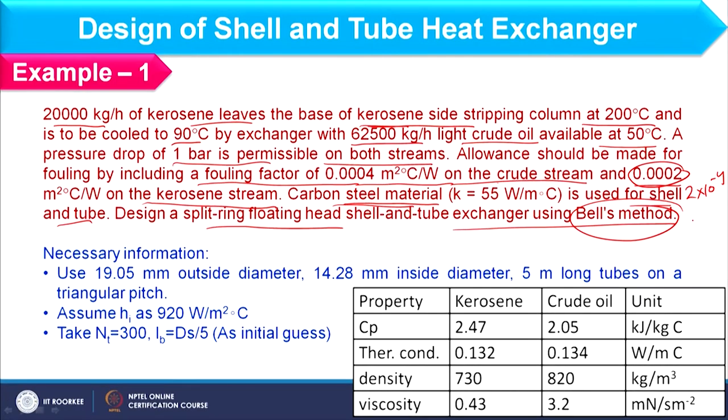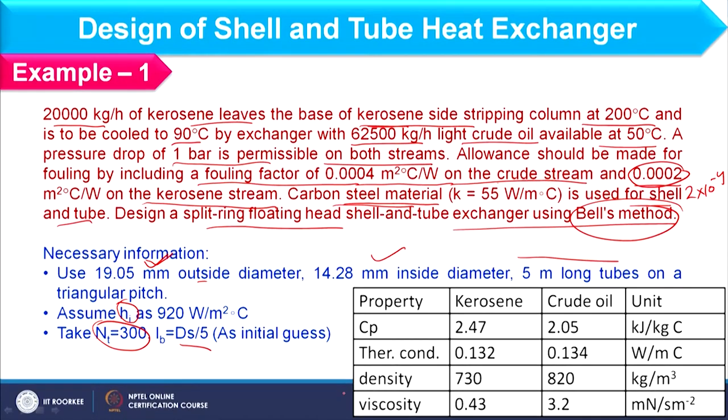And here we have some more information, like tube dimensions: the OD of the tube, ID of the tube and total length of the tube are given, along with pitch and arrangement, which is triangular pitch. We have to assume hi as 920 watt per meter square per degree Celsius. It means the tube side heat transfer coefficient is already given, so we have to focus only on the shell side, because Bell's method is applicable to the shell side only. The number of tubes is given as 300 and the baffle spacing is given as Ds by 5.